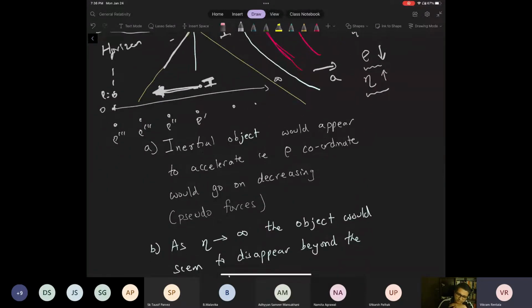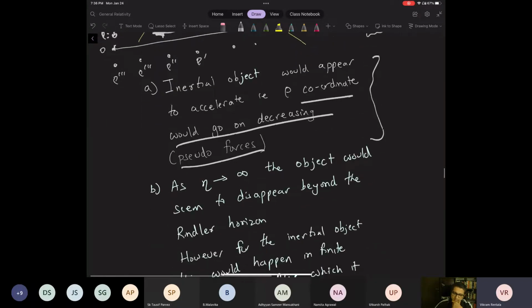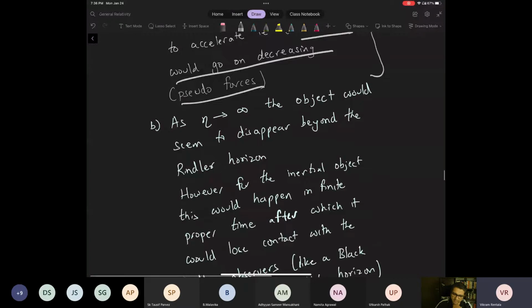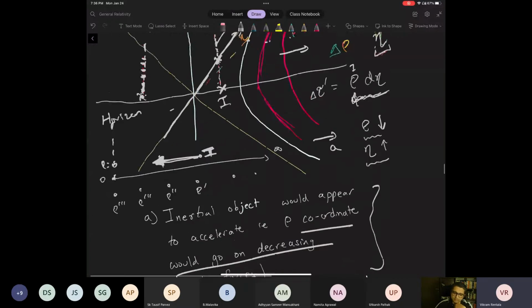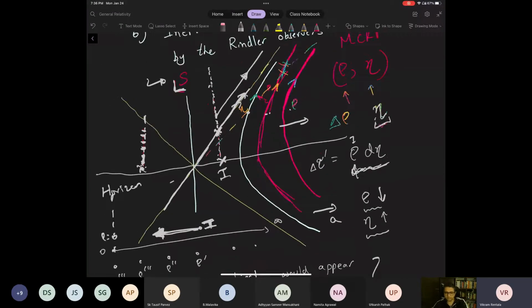So here are those points in words. The inertial object would appear to accelerate in the rho coordinates, and the rho coordinate would go on decreasing. This would be like the pseudo force that inertial objects experience in the accelerated frame. And as time goes to infinity, according to the Rindler observers, here's another interesting thing.